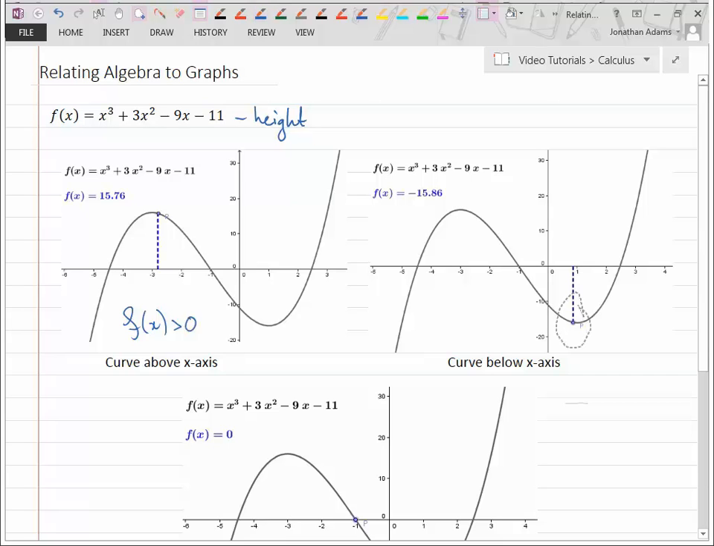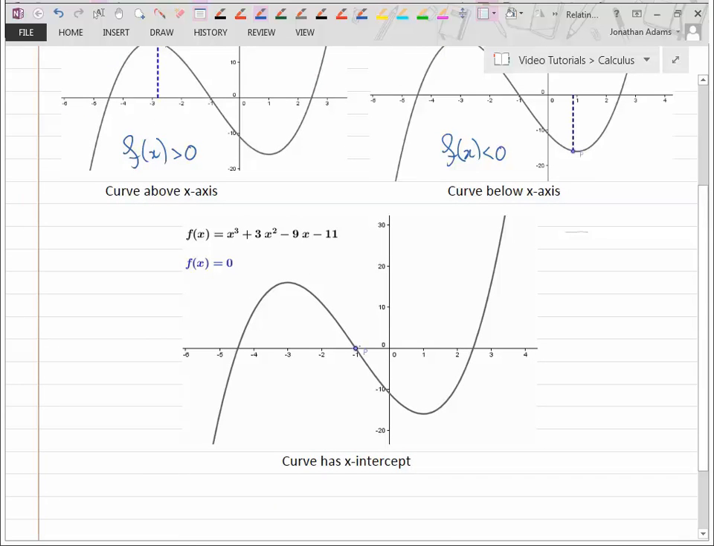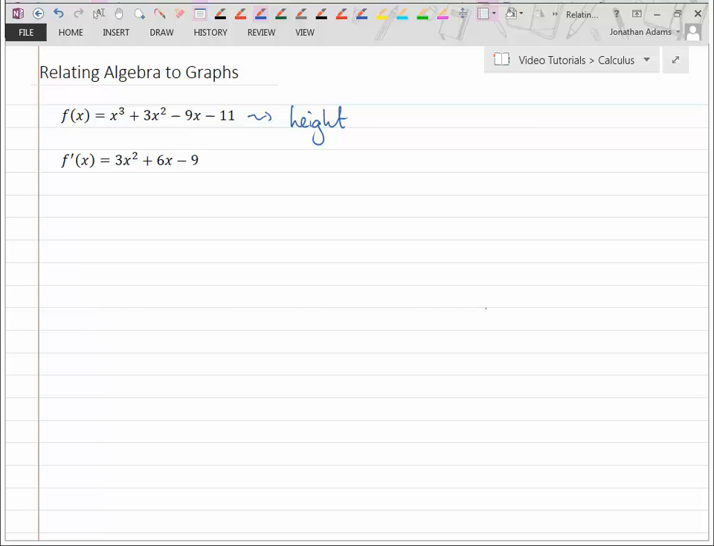If I've got a situation like this, where I've got a point that's on the curve somewhere where it's below the x-axis, I expect to get a negative value because this point is a negative distance from the x-axis. So in this situation, we have f of x less than 0. Finally, if we take a point where the graph is on the x-axis, that is if we're at an x-intercept, then we expect the function to have a value of 0. So f of x tells us the height of a point on the curve.